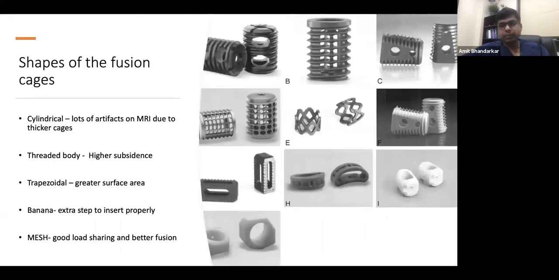They come in different shapes. They used to come in a cylindrical shape, which were very thickened at the edges. There were a lot of chances of subsidence with those cages. They are now trapezoid shaped, which is commonly being used, and has a greater surface area. The two main shapes we want to decide between are either a banana shaped cage or a bullet shaped cage. The mesh shaped cages are more economical and have been used. Again, they have a nice graft window, but there are high chances of subsidence.